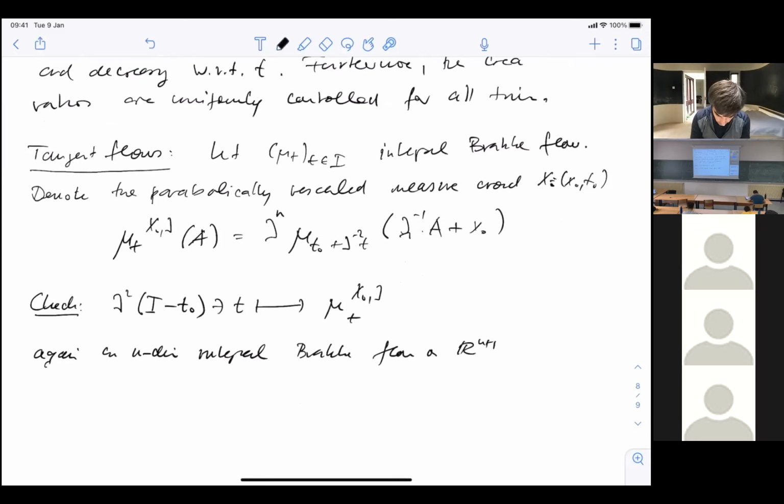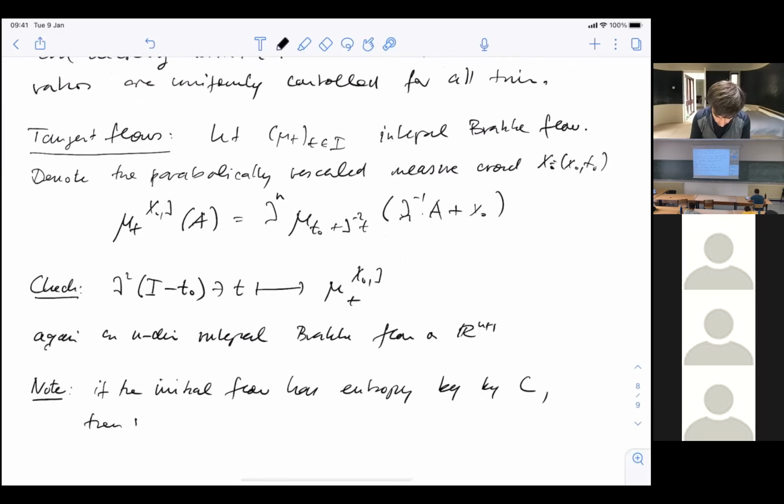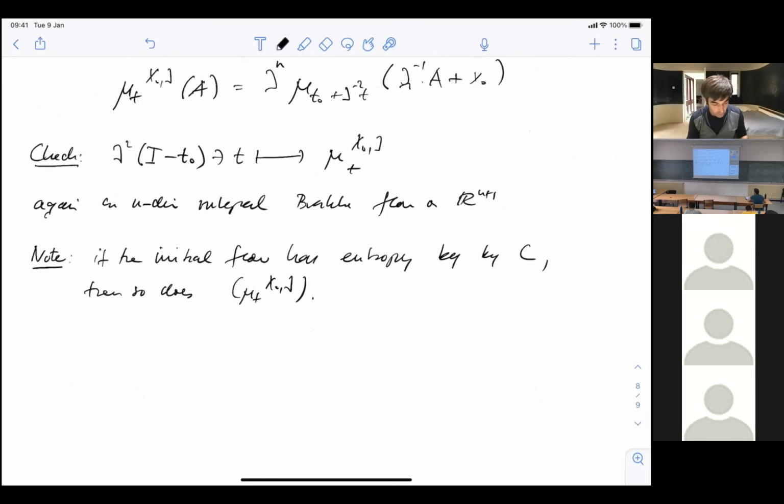So this is the note here. Note, if the initial flow has entropy bounded by C, then so does mu_t^{x0,lambda}. This is just a parabolic rescaling of this flow.